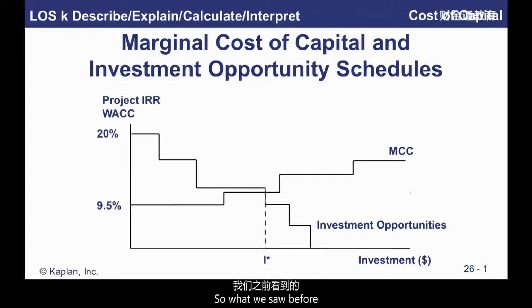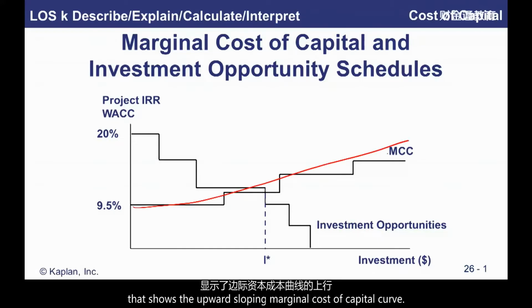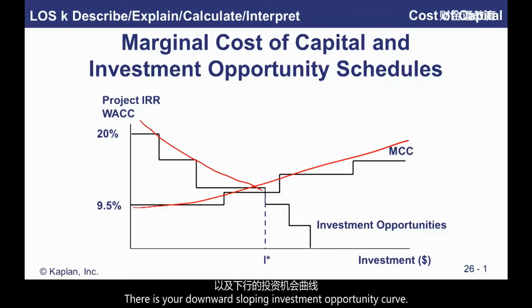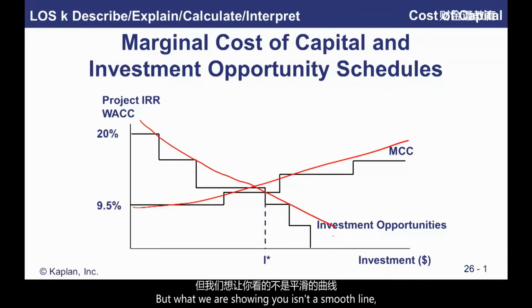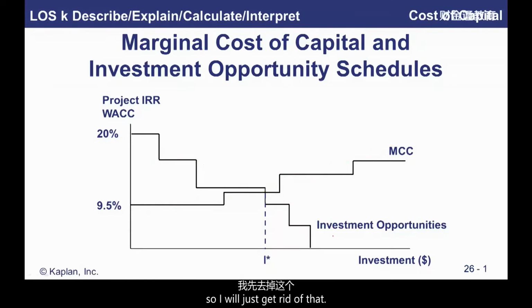So it's what we saw before, there you go, that's your upward sloping marginal cost of capital curve. There's your downward sloping investment opportunity curve. But what we're showing you, instead of showing you a smooth line, we're showing you the breakpoint. So as long as I am raising finance up to this point here, we're good. My cost of capital stays the same. But if I raise that next dollar of finance, then all of a sudden my investors now want a slightly higher return because I've raised that much more capital. And so my WACC jumps up.